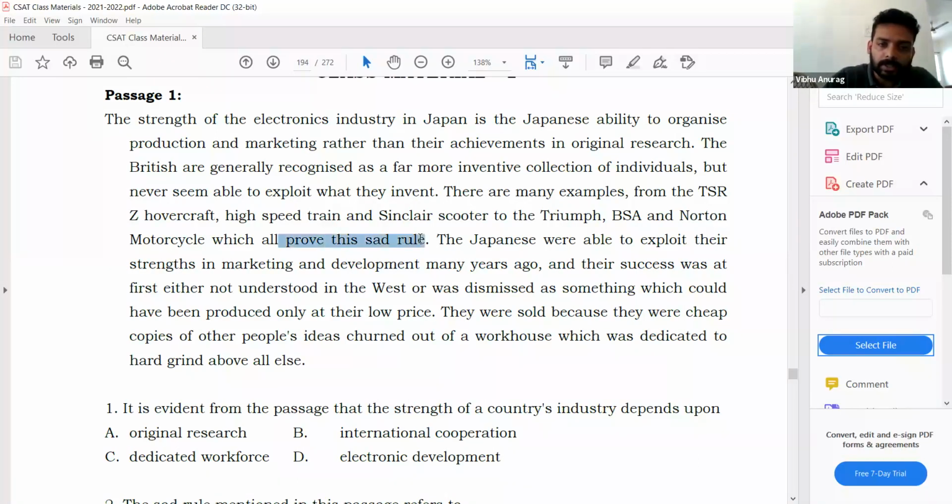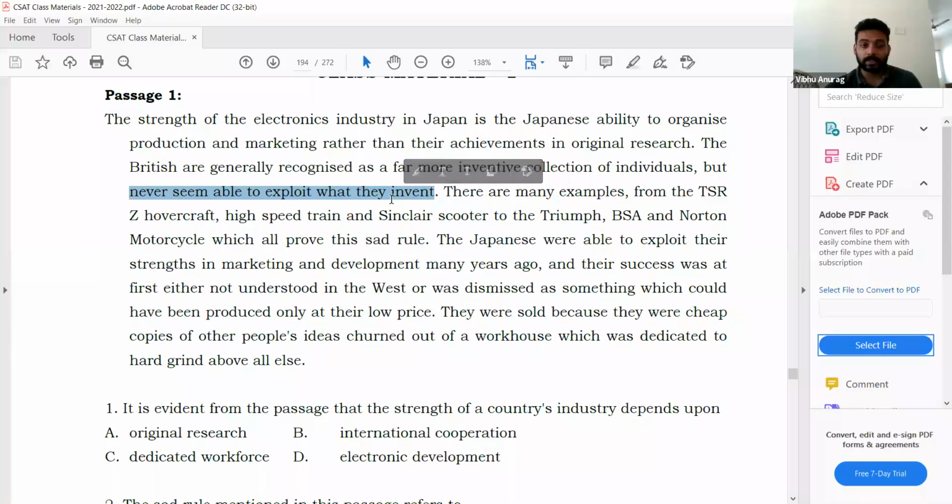Okay, so first of all, what is this sad rule? What do you think is this sad rule? It is written right. All prove this sad rule. So what is so sad in this rule? And what is this sad rule? What about others? What do you think? Yes, you are correct. Okay, good. No. Japan's success is not a sad rule. The sad rule is Britishers' inability to exploit what they invent. Yeah, Britishers' inability to exploit what they invent. This is the sad rule.